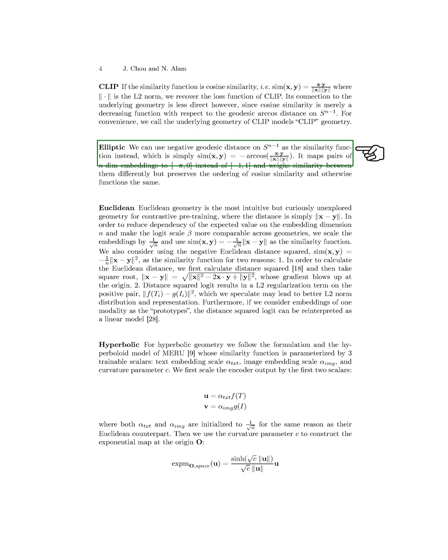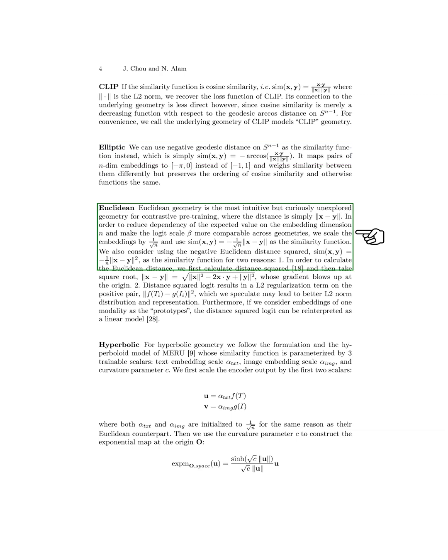Alternatively, we can use negative geodesic distance on the sphere as our similarity function, which maps pairs of embeddings to a different range but maintains the order of cosine similarity. We also consider Euclidean geometry, which is intuitive but less explored for contrastive pre-training. Here, we define distance simply as the difference between two embeddings.